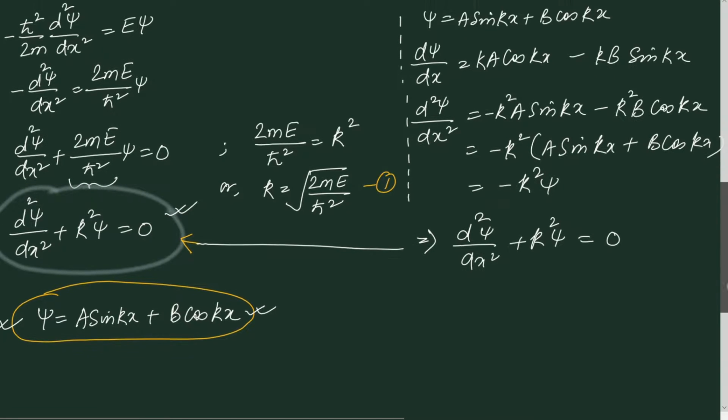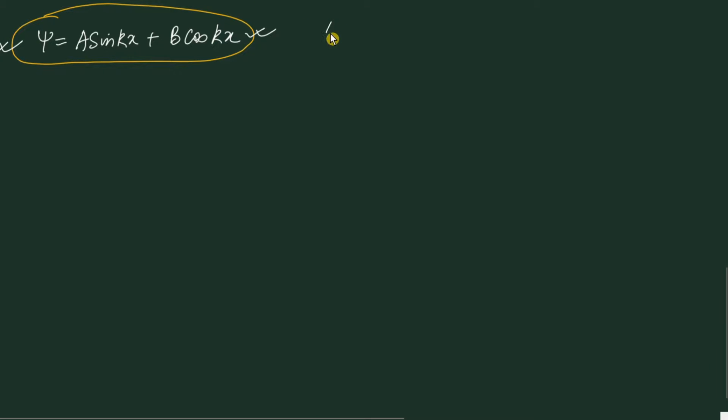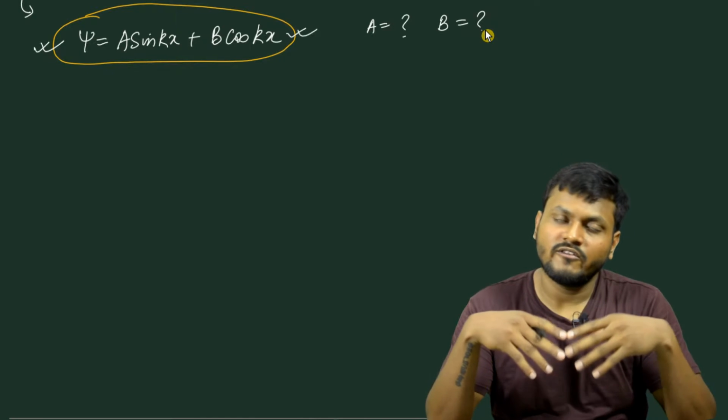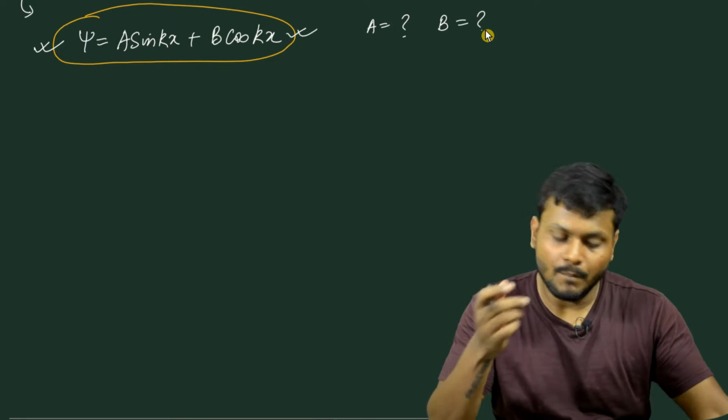Now here, what do A and B represent? A and B are some kind of constants whose values are unknown. Now if I want to determine what the values of A and B are, I need to apply some kind of a boundary condition.